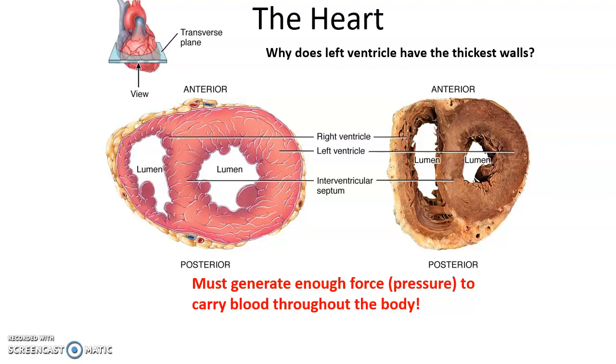On the other hand, the left ventricle is sending blood all throughout the body, from the top of our head to the bottom of our feet. So that ventricle needs a lot of muscle tissue because there's a lot of force, a lot of blood pressure needed to move those fluids throughout the entire body. That is why the left ventricle is thicker, because it has a harder job moving blood throughout the entire body.